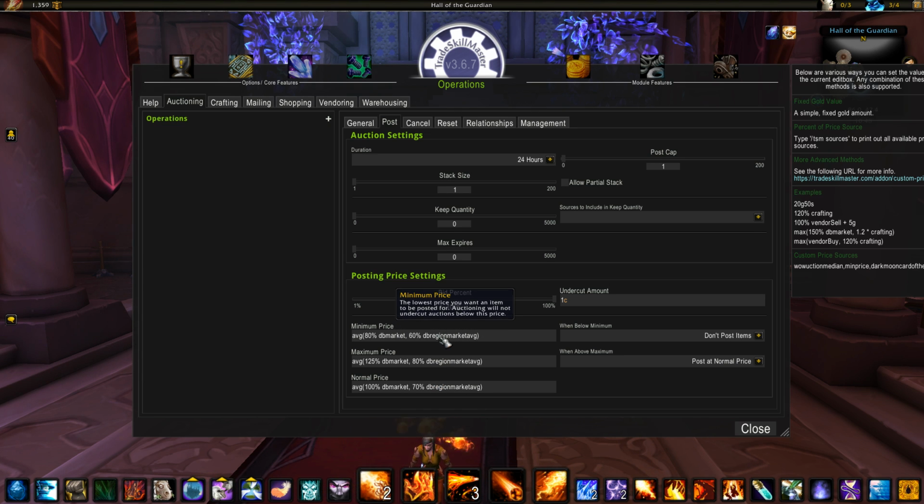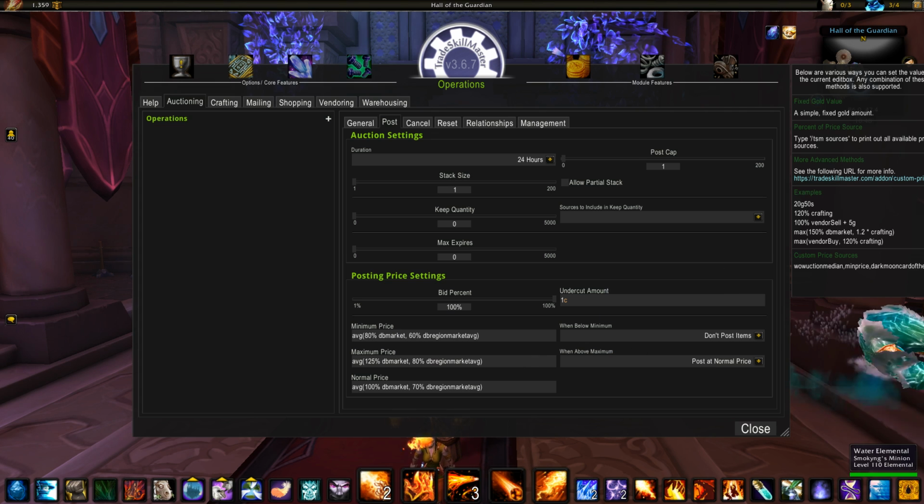And I find I have to do stuff like this a lot on my servers because I play on very high populated servers and very aggressive, and I like having the stability function of DB region market average, but I got to be careful that it's not pulling my numbers too high because I need to remain competitive to my server. So I like the stability, but I usually got to pull their percentage down, and there's another way that you can do this as well. I'll show you that now.